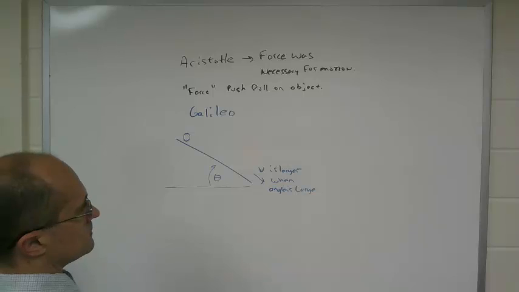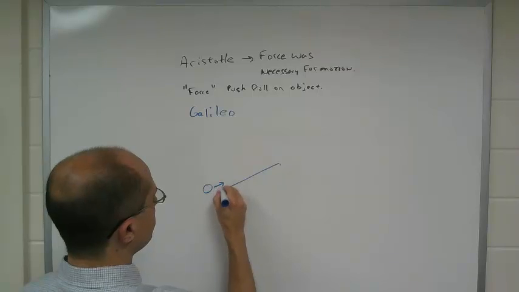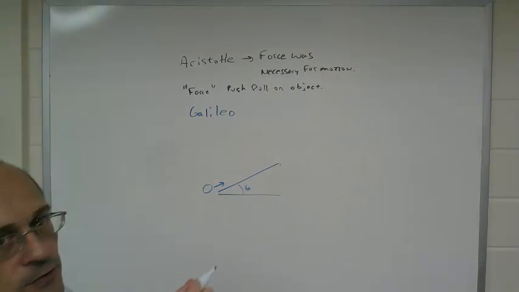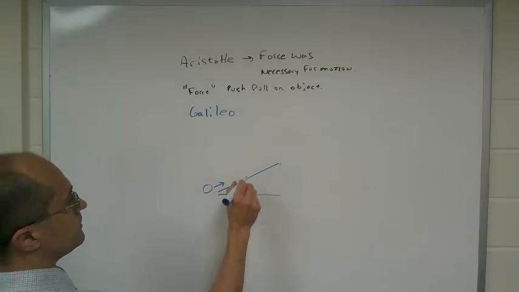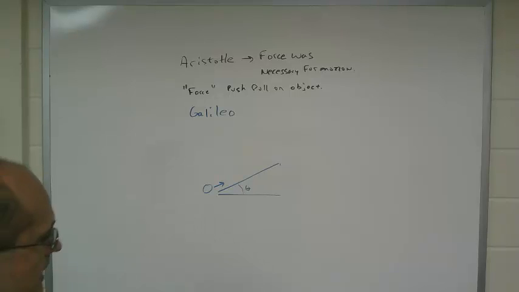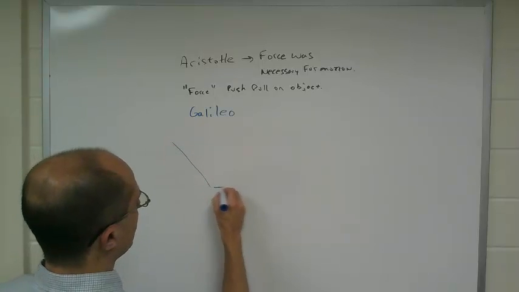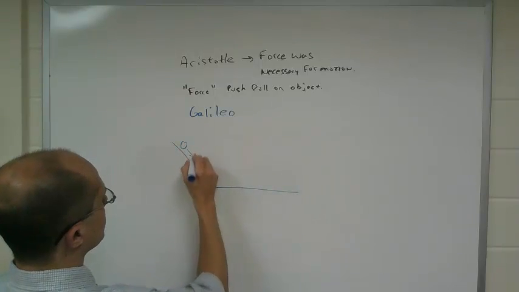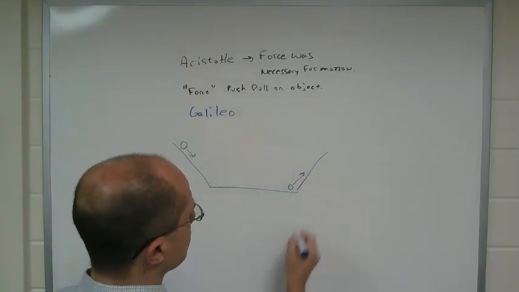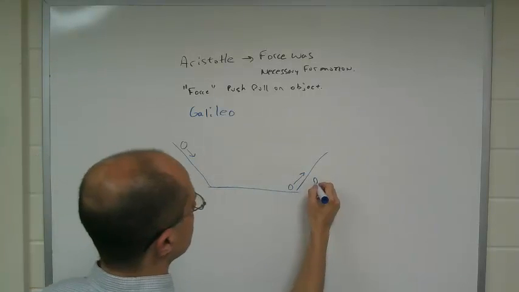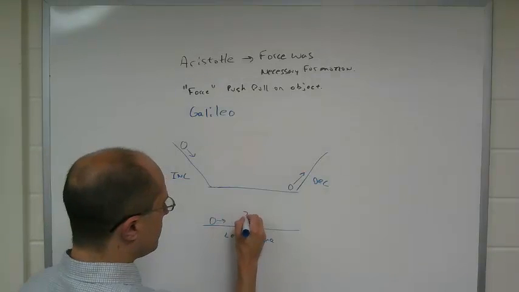He also notices that if he rolls an object up the plane, it loses speed faster if the angle is higher. So if it's moving up a plane, it slows down faster for a steeper angle. And then he does the following. He thinks: if an object increases speed going down and decreases speed going up, what about a level plane? Would my ball roll forever?